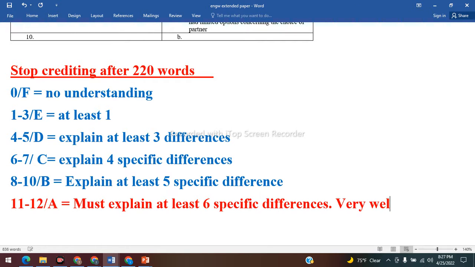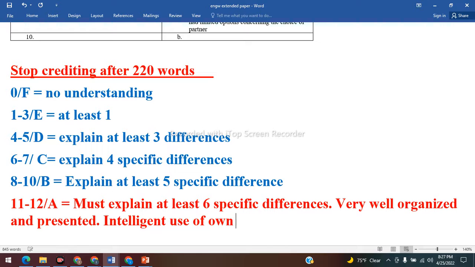Very well organized and presented. Intelligent use of own words. Remember that they like when you use your own words and not just slap up what the passage says. Of course, you could use the passage for quotations, but you have to explain what the quotation means and not just give it. So that's very important.